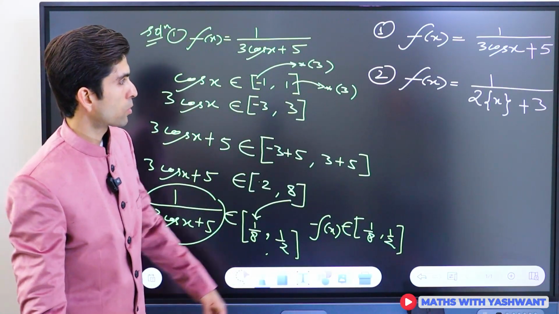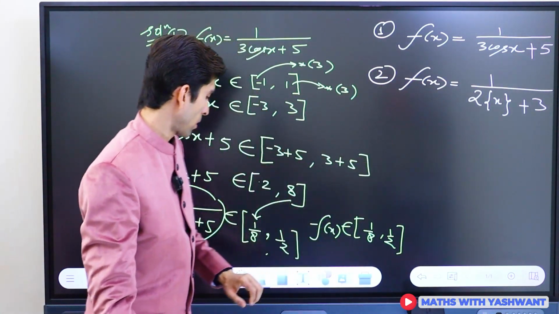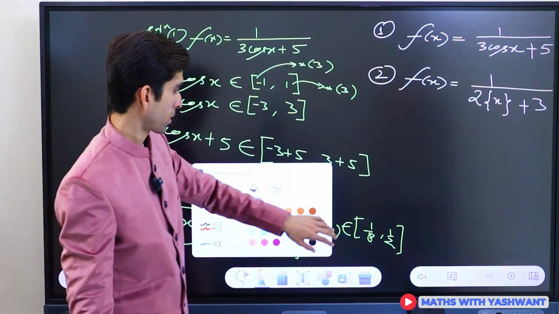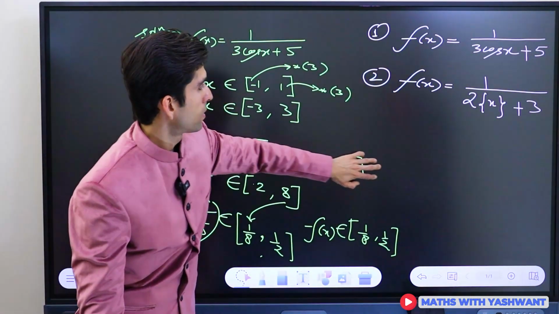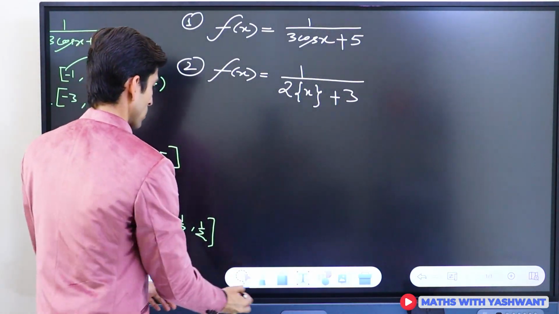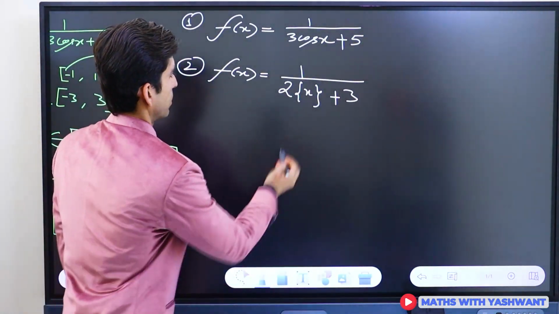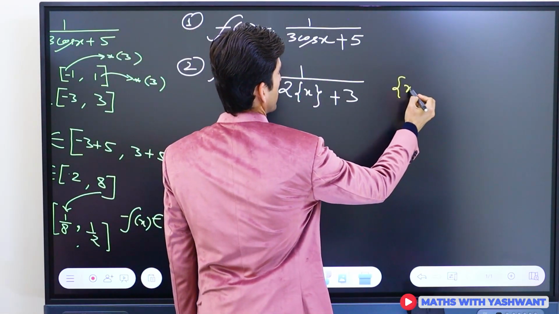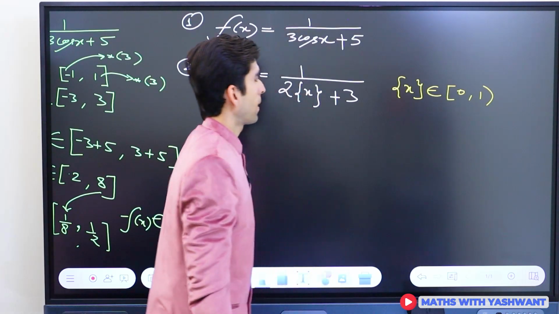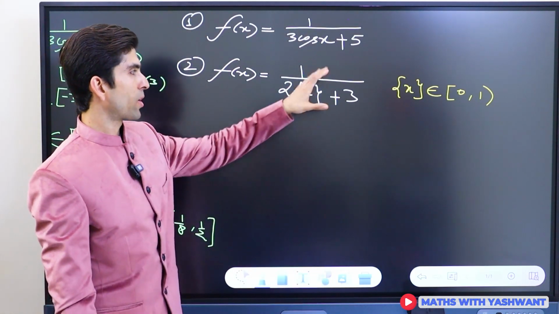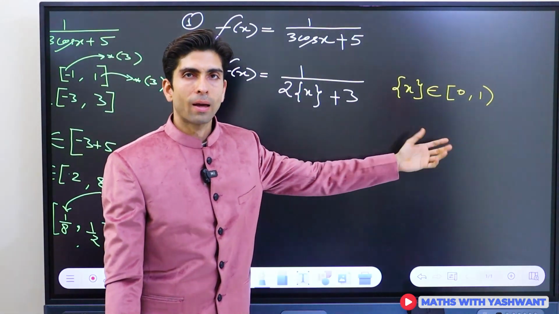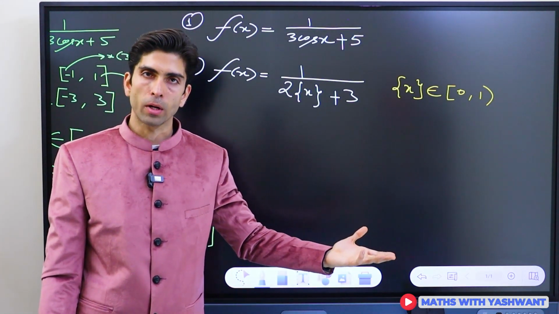Now let's solve the second one. Let's find the range for the second one. So we all know the range of fractional power of x is closed 0 to open 1. And we'll try to create this structure in few steps and eventually at the end we'll get the range.